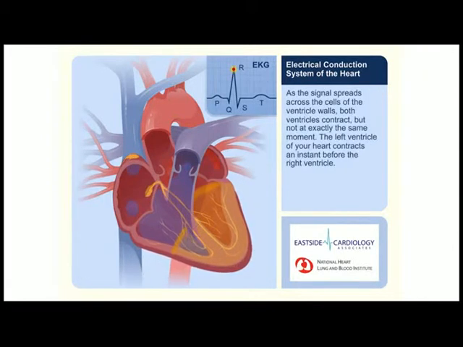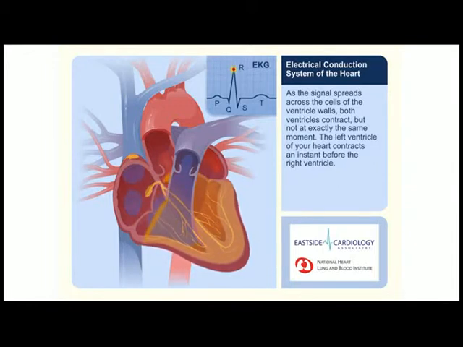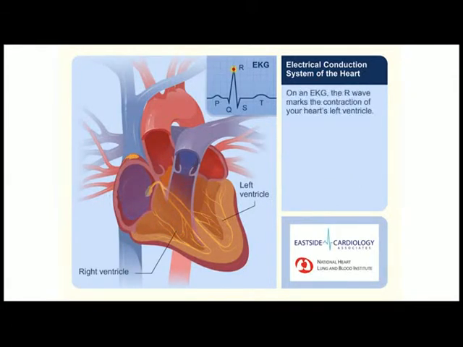As the signal spreads across the cells of the ventricle walls, both ventricles contract, but not exactly at the same moment. The left ventricle of your heart contracts an instant before the right ventricle. On an EKG, the R wave marks the contraction of your heart's left ventricle. The S wave marks the contraction of your heart's right ventricle.